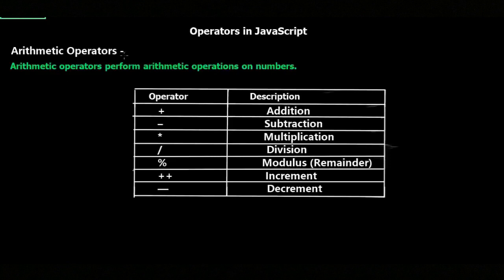Okay, so these are the arithmetic operators available in JavaScript. We have plus, minus, multiplication is a star. Then we have division, modulus, increment and decrement. Okay, so these are used to perform arithmetic operations.